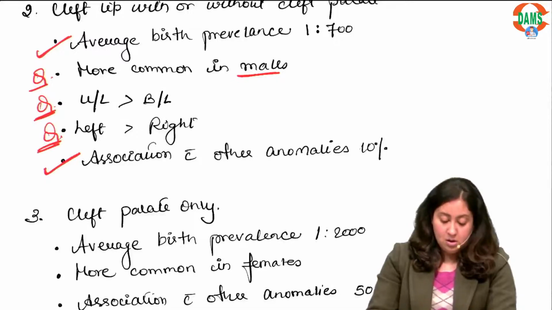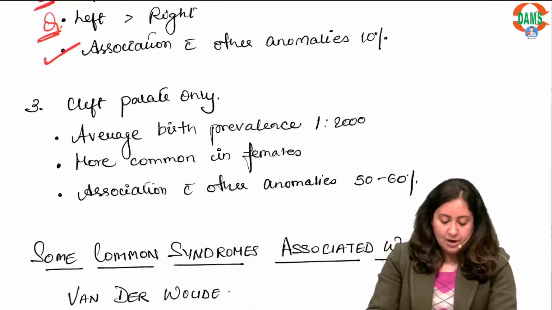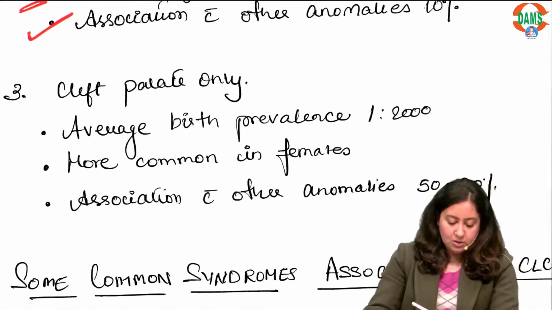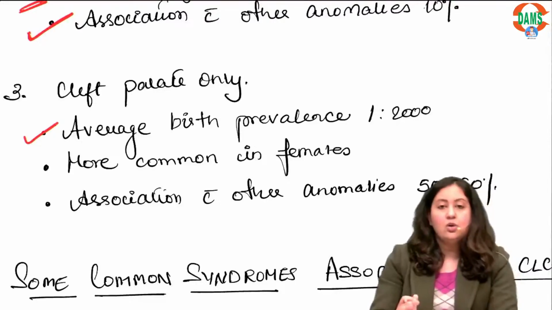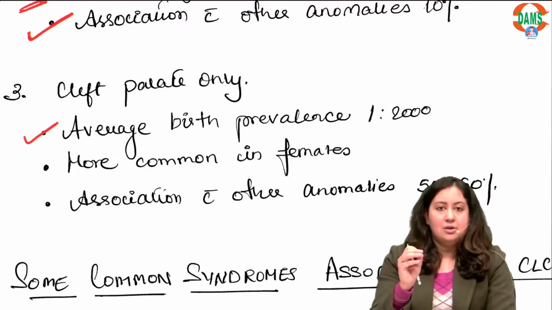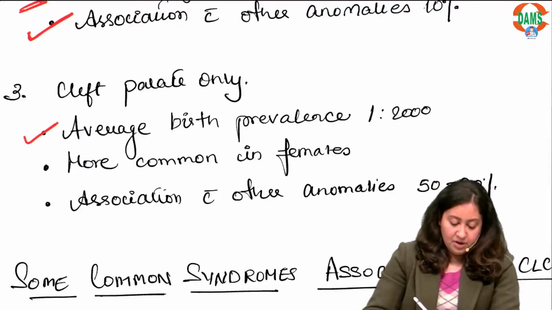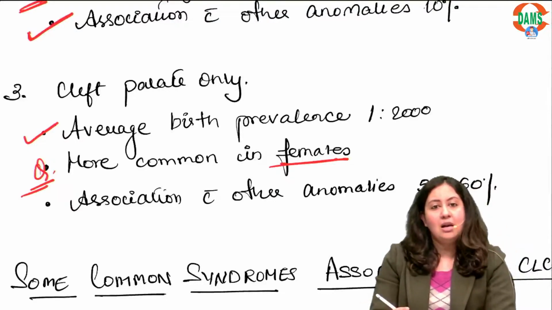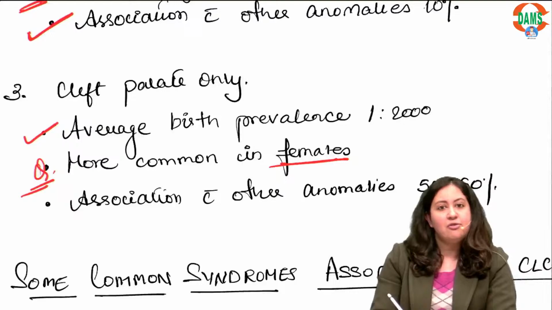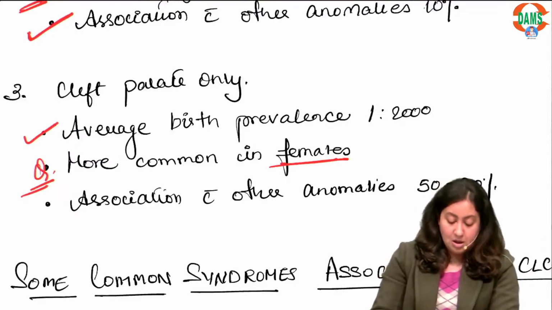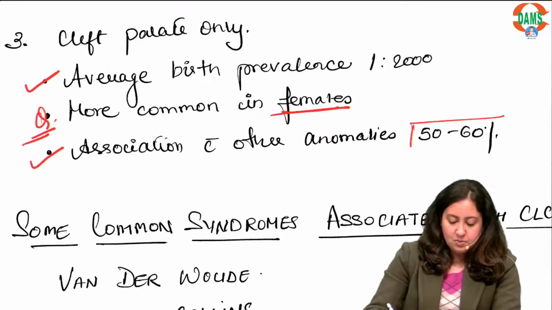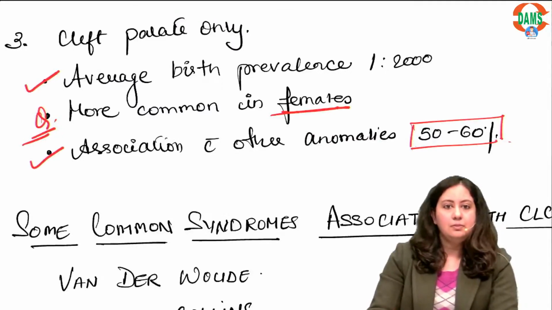Now coming to cleft palate only. The average birth prevalence is 1 in 2000. Now we are talking about isolated cleft palate, only cleft palate. It is more common in females. So cleft lip with or without palate was more common in males, and isolated cleft palates are more common in females. And association with other anomalies is 50 to 60%.